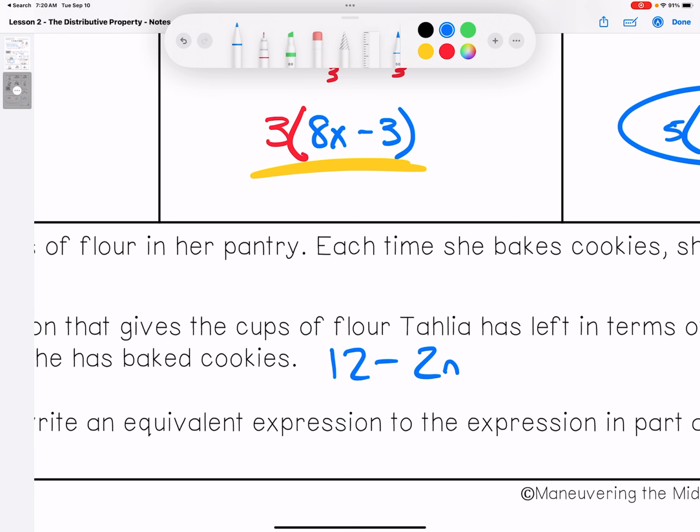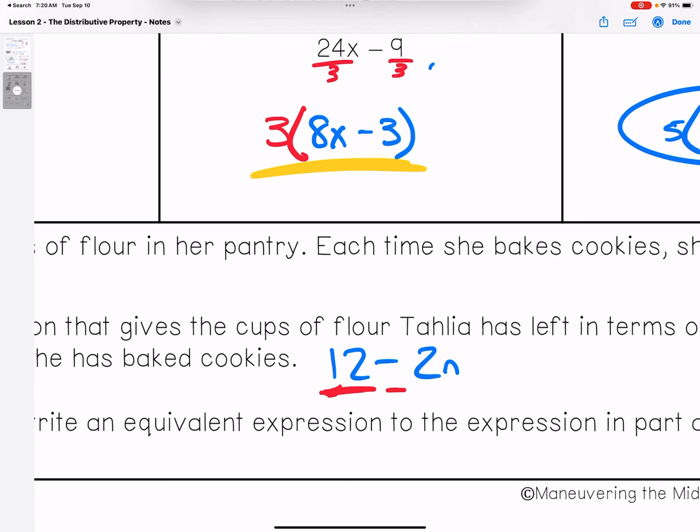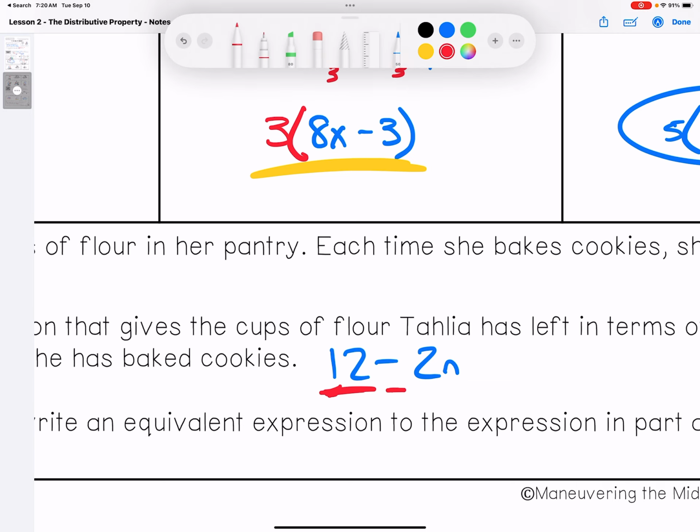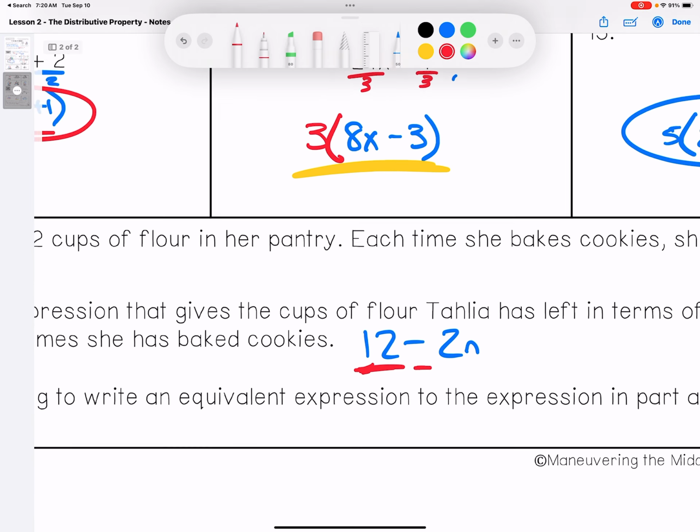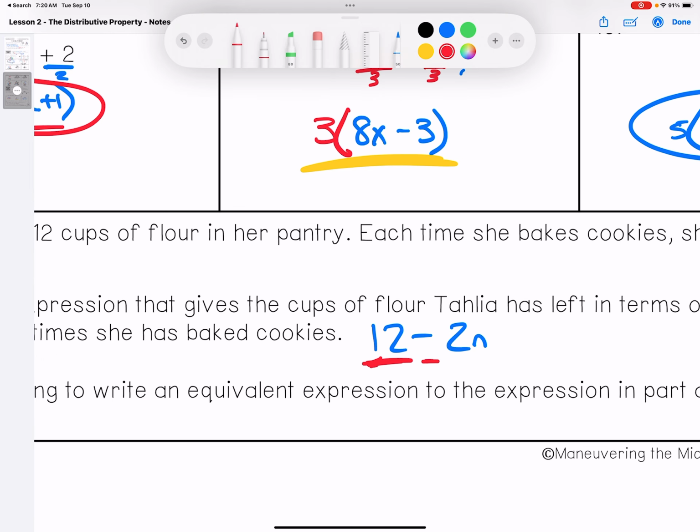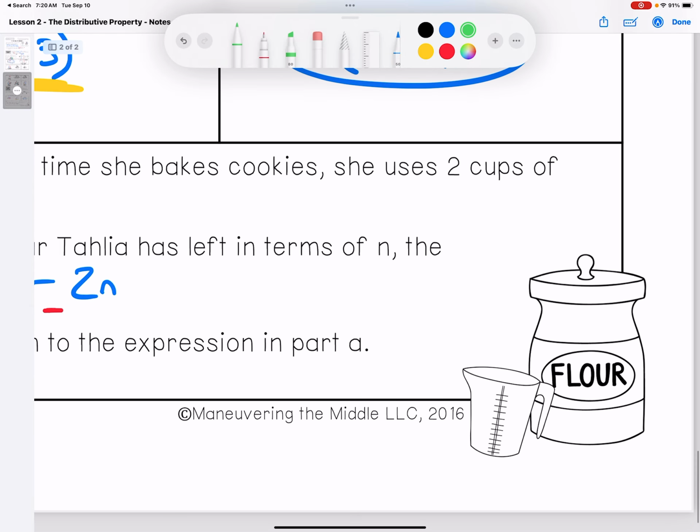So let me explain that again. 12, which is what she starts with, minus 2 times what she uses every time. And I don't know what she uses every time, so I put a letter there, which is N. Now we're going to use factoring to rewrite that. Okay, so we're going to factor that out. And I'm going to rewrite it over here: 12 minus 2N. Or X, it don't matter what variable you use, who cares? They told us to use N, so I'm actually going to use N.